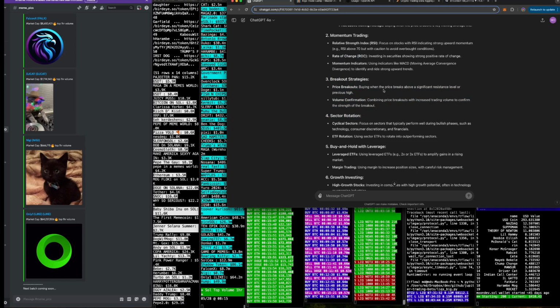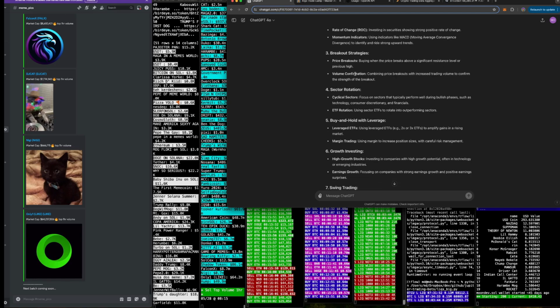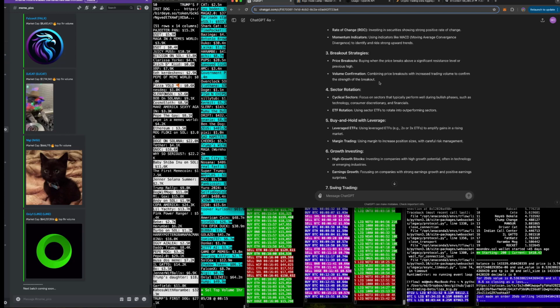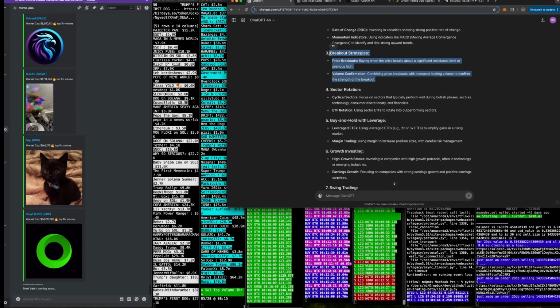Price breakout, buying when the price breaks above a significant resistance level or previous high. Volume confirmation, combining the price breakouts with increased trading volume to confirm the strength of the trend. Okay.